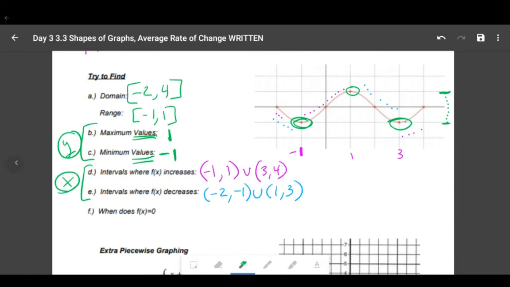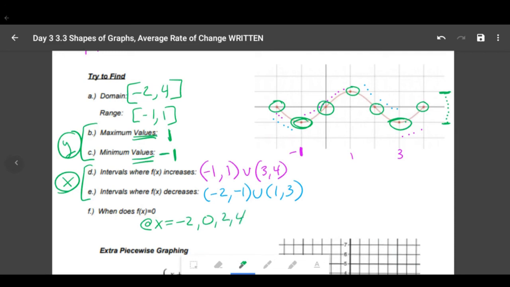Okay, now last part, when does f of X equal 0? All right, so f of X equals 0, we can see it right here. We can say this happens at X equals -2. Again, right here at X equals 0. Again, there and there. So we know that at 2 and at 4.